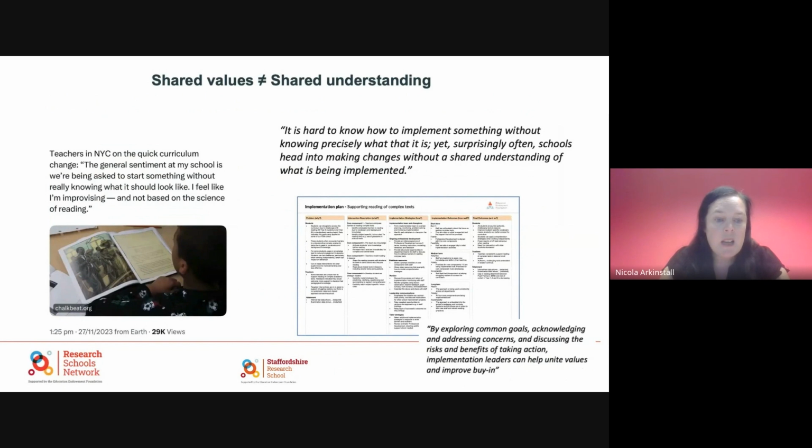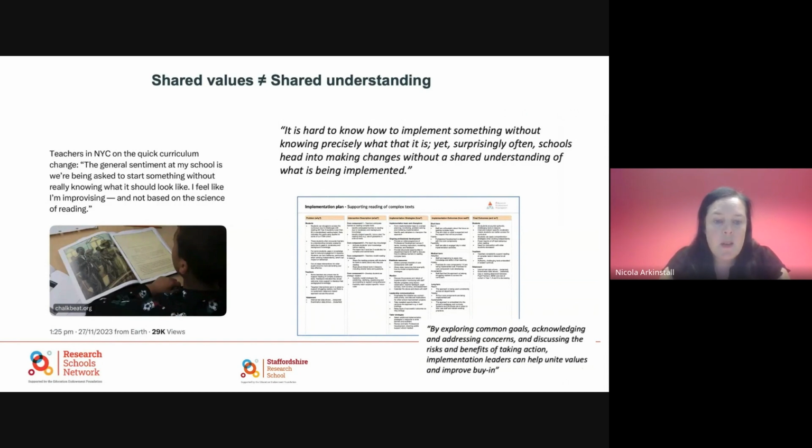So they said the general sentiment in my school is we're being asked to start something without really knowing what it should look like, and I feel like I'm improvising. So, it's making sure in your school that if you're asking people to make a change in the way they teach your subject, that they're not going in thinking, I'm not confident here, I don't know what it should look like, giving them that clear view of what good looks like.